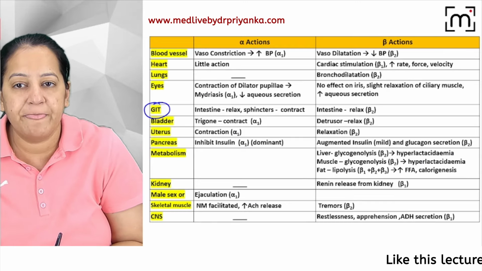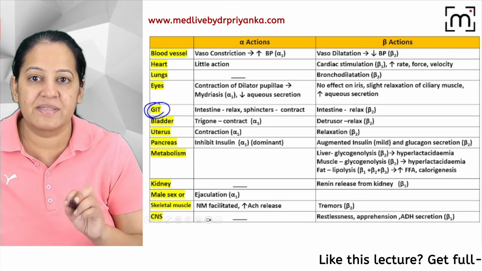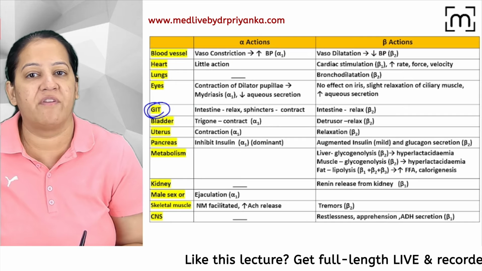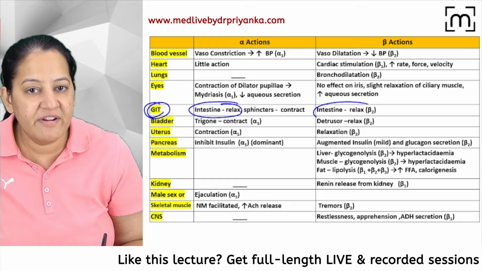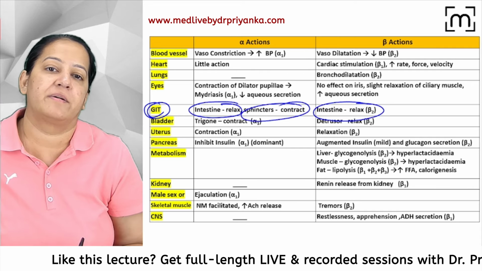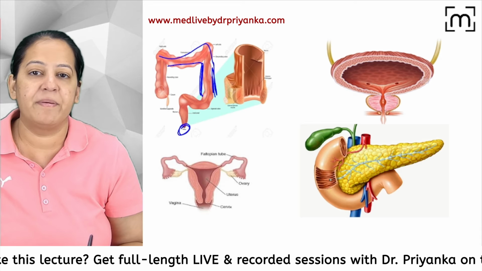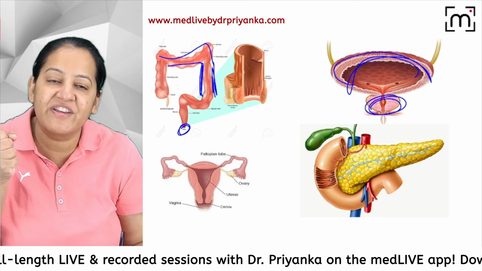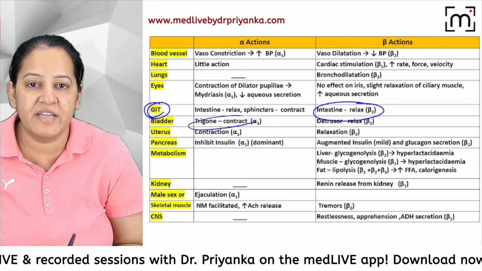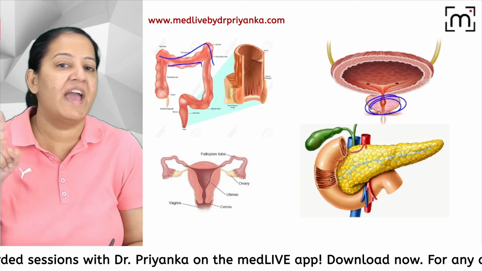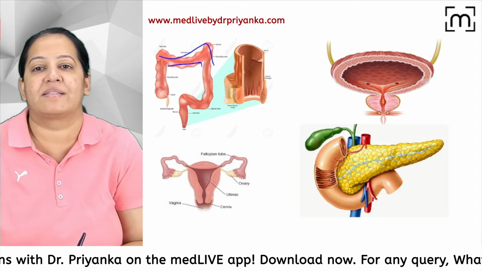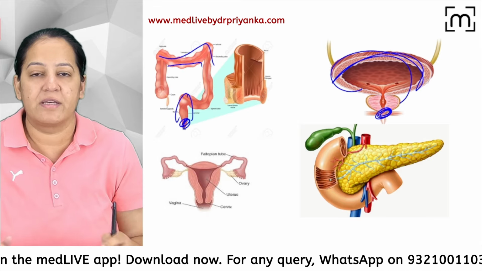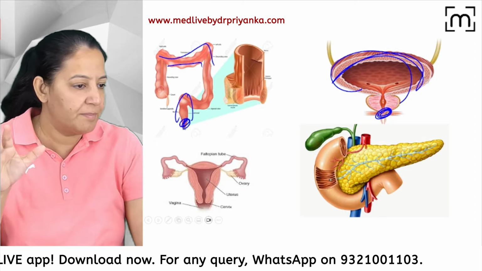So in the GIT, when noradrenaline is coming and binding with the muscle and the sphincter, on the muscle we have both alpha and beta, but in the sphincter we have only alpha. So you can see the muscle will relax, but the sphincter will contract. That is in GIT. The same will happen in the bladder. In the bladder also, the detrusor muscle will relax, but the trigone, that is the sphincter, will contract. So the sphincter is contracting and the detrusor is relaxing. In GIT as well as in bladder, the muscle is relaxing and the sphincter is contracting.